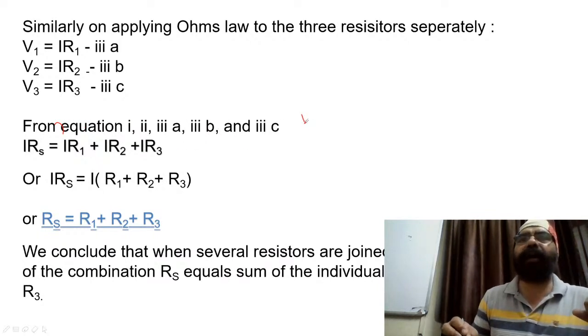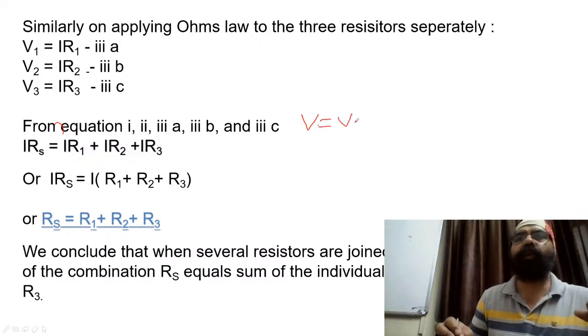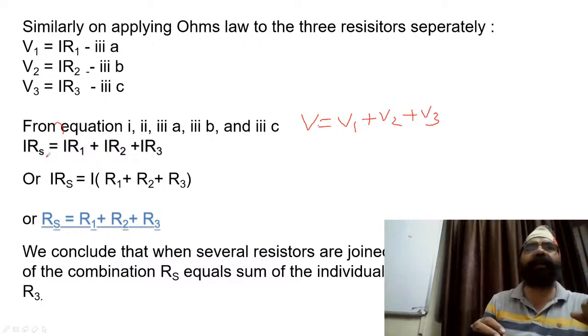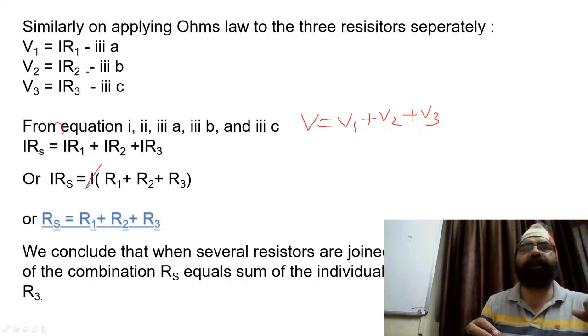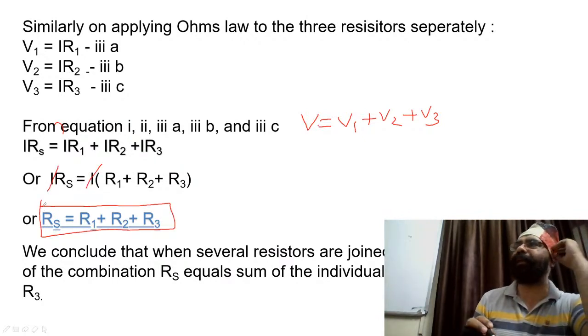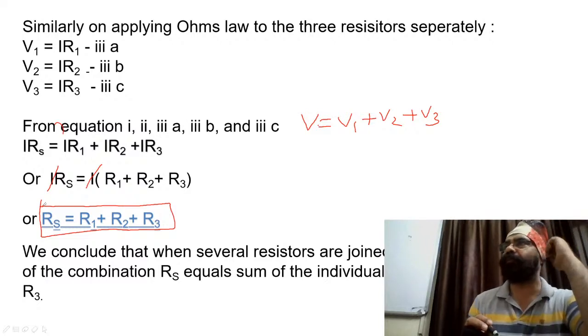I had V is equal to V1 plus V2 plus V3. Got it? So I put the values and I get I RS is equal to I R1 plus I R2 plus I R3. I bring out the I common, so I cancels and I get RS is equal to R1 plus R2 plus R3. Snigdha, Siddhant, did you understand the mathematical derivation? How do we start?